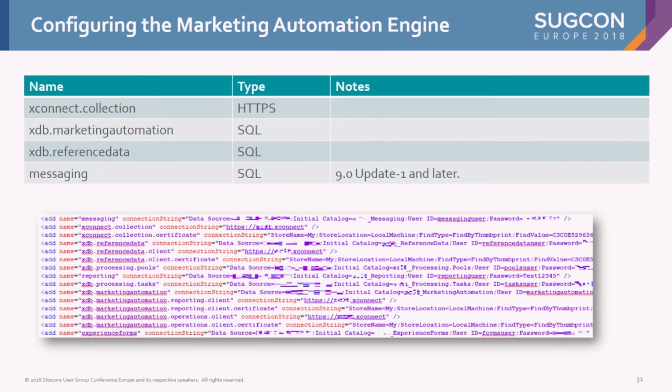Okay, so if we look at the connection string from a Sitecore 9 installation, we'll see that we have our XConnect built on top of secure HTTP. We have the different marketing, reporting, and operations databases. We have the processing reference database that's responsible for storing your marketing automation definitions and different activities. And finally, we have the messaging database that's responsible for EXM.